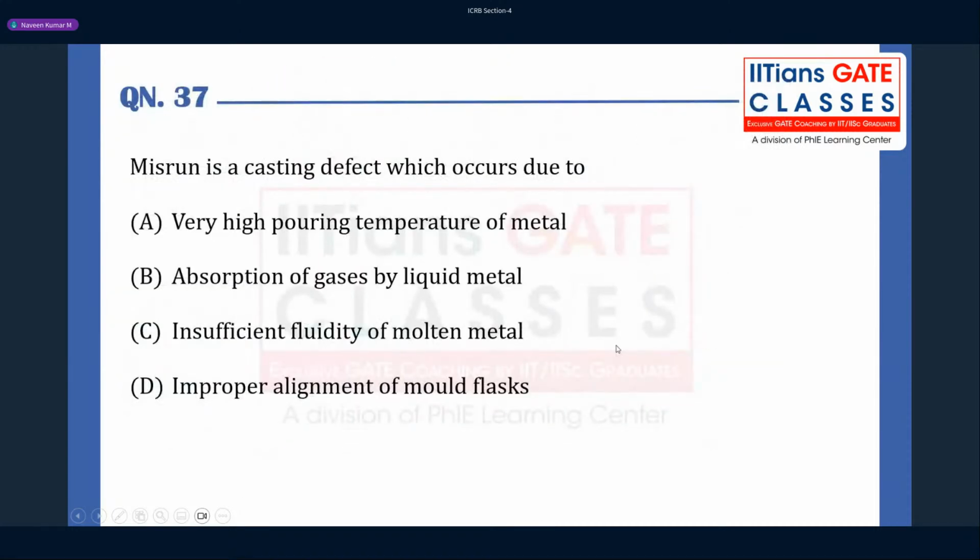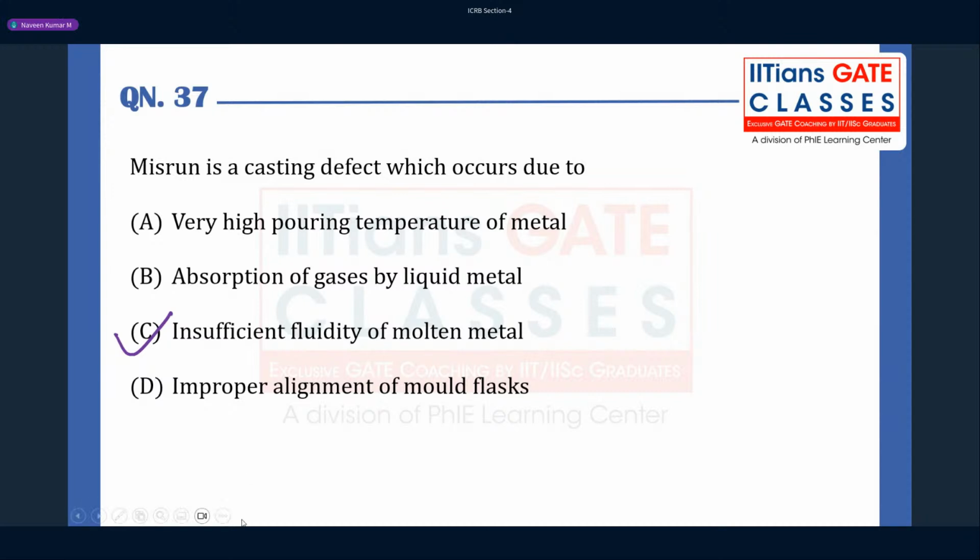But for our question, now we can answer this question. Misrun is a casting defect which occurs due to high pouring temperature? No. Absorption of gases? No. Insufficient fluidity is the answer. Insufficient fluidity will be the answer.